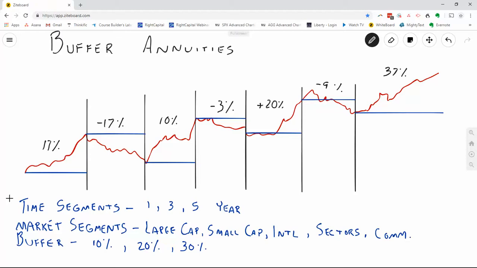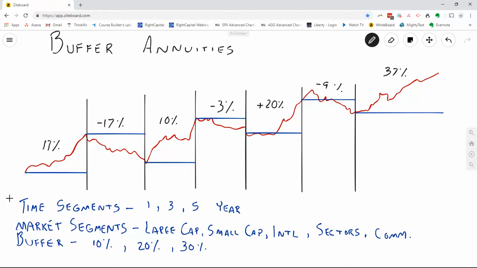Number 2 is the market segment. So you'll have a choice of how you want to divide up the money inside of the account. And for the 1-year time segments, there are quite a number of market segments you can use. Large cap, small cap, international. There are probably 8 to 10, even possibly more different segments of the market that you can use in the 1 year. When you get into the 3 year and when you get into the 5 year, then you're mostly just the large cap, small cap, and international. You can divide it up in whatever percentages you want.